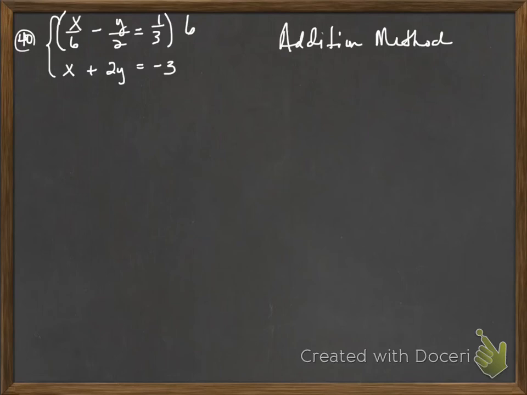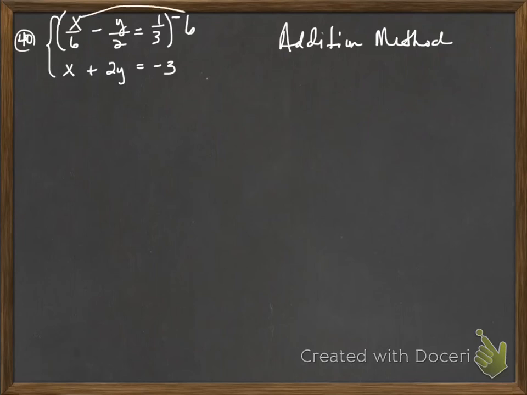If I multiplied 6 times x over 6, that would give me a positive x. But I actually want that x to be negative, so it will cancel with the positive x in the second equation. So I'm going to multiply by negative 6. And sometimes to get the x's or the y's to cancel, you have to pick a number and multiply it times both equations. It may not be the same number, but sometimes you have to multiply numbers into both equations.